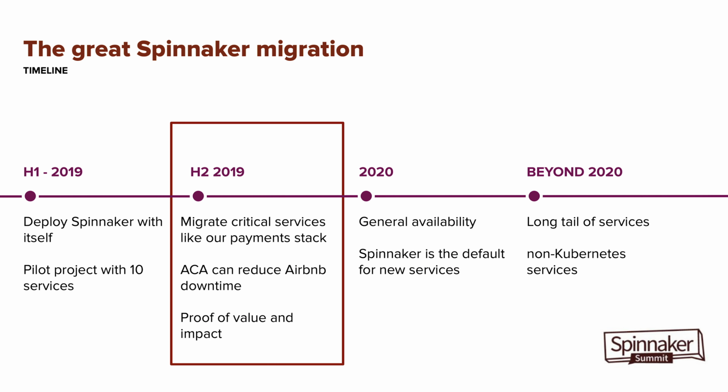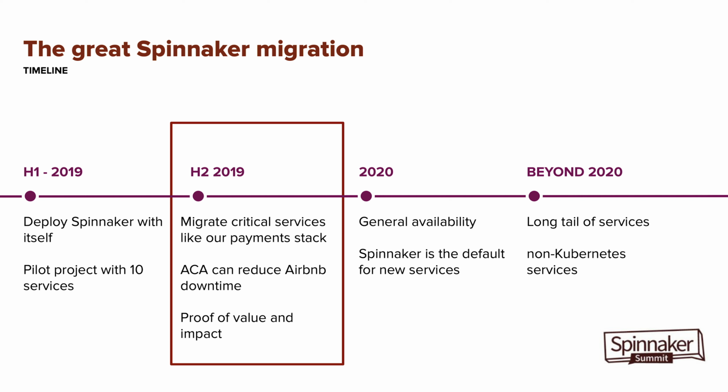So if we want to do this migration, we need to have a proper plan. So we have a plan for 2019, 2020, and beyond. So basically, we are somewhere in the middle of that plan right now. So what we did in H1 is we wanted to prove that Spinnaker works. So we deployed Spinnaker with Spinnaker. We made it work with OneTouch. And then we had a pilot project with 10 services at Airbnb.